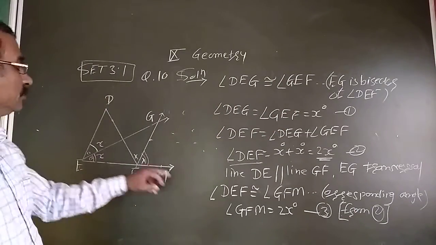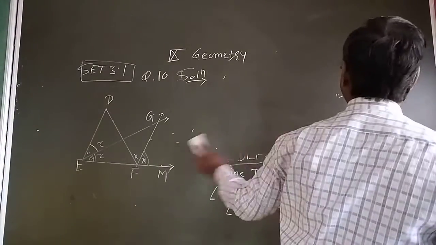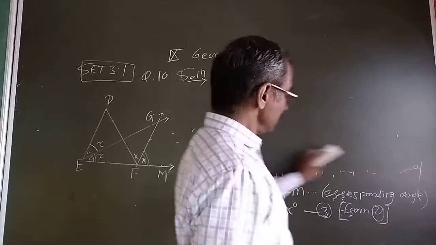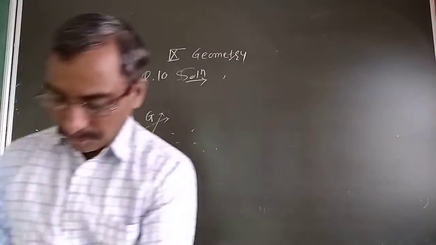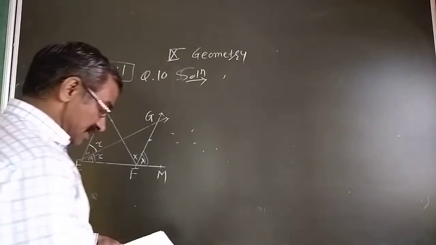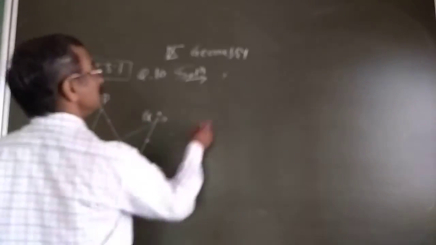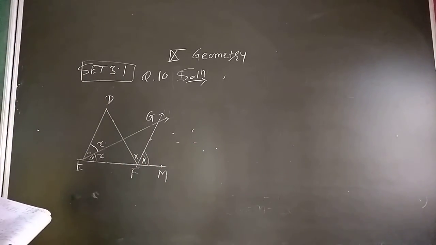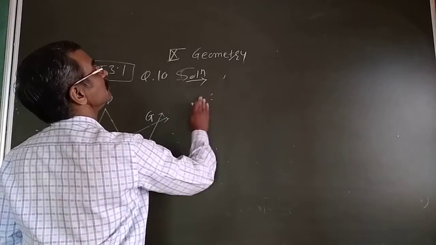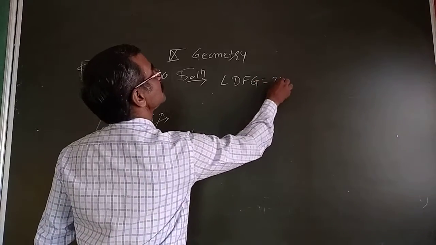So we will get these two angles as 2x degree, these two angles as x degree. Then both angles are 2x degree. So we are finding out the angle DFM. These two are also equal, so angle DFG is also equal to 2x.